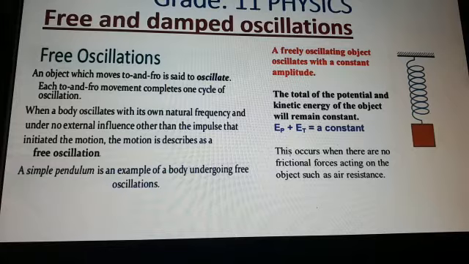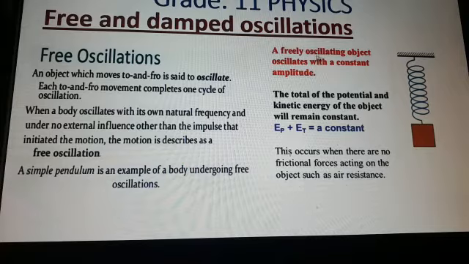What is free oscillation? An object which moves to and fro is said to oscillate. Each to and fro movement completes one cycle of oscillation. This free movement is called free oscillation. When a body oscillates with its own natural frequency and under no external influence other than the impulse that initiated the motion, this motion is described as free oscillation. A simple pendulum is an example of a body undergoing free oscillation.